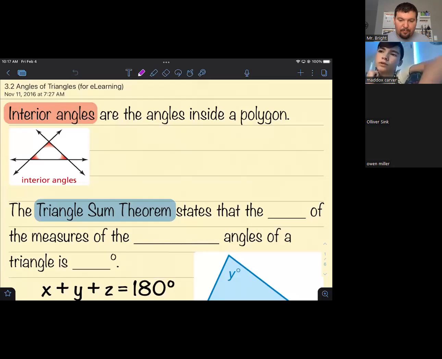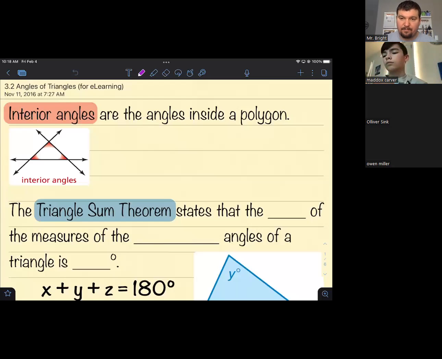Okay, this is section 3.2 titled angles of triangles. When we're talking about angles of triangles, we typically think of the angles inside of triangles, and those are called interior angles. Although this particular section is about triangles, in this chapter we're going to be looking at the interior and exterior angles of all polygons, not just the three-sided triangles.